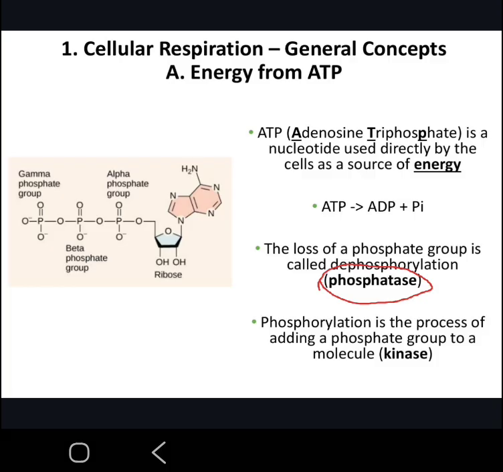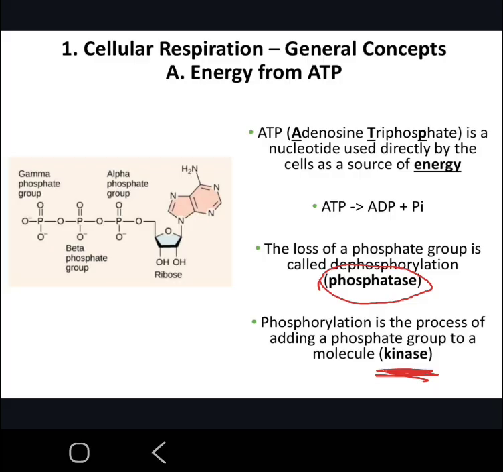On the other hand, the process of adding a phosphate to a molecule is called phosphorylation. And the type of enzymes that do phosphorylation are generally categorized as kinases. These are enzymes that will add a phosphate to a molecule. So phosphatases do dephosphorylation, kinases do phosphorylation.